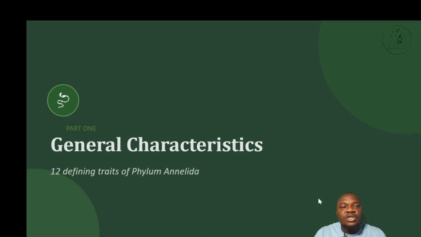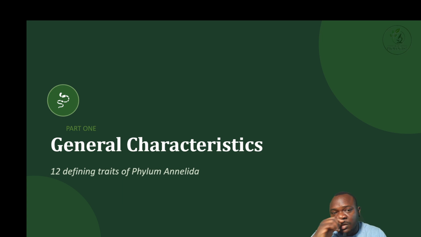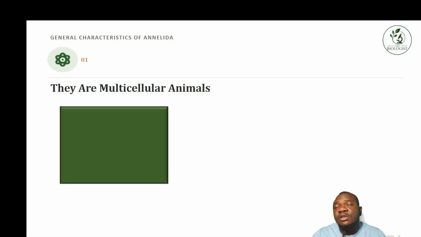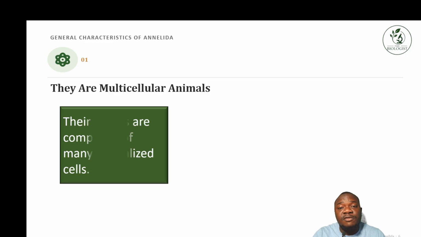Let's go through 12 defining traits of the phylum Annelida to give an overview of the general characteristics. We're going to go through them one after the other. The first one is that they are multicellular organisms, and I always make reference to that. Multicellular means they have many cells, so they're composed of different specialized cells, unlike unicellular organisms.